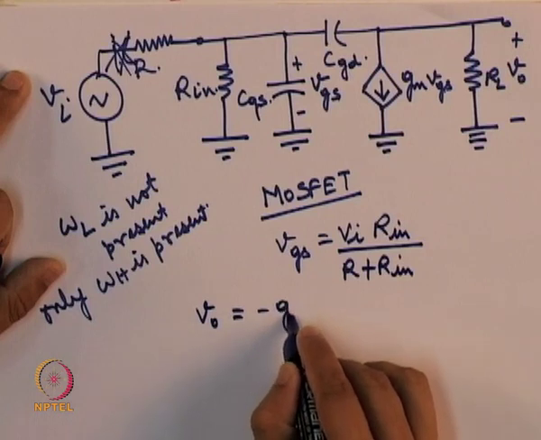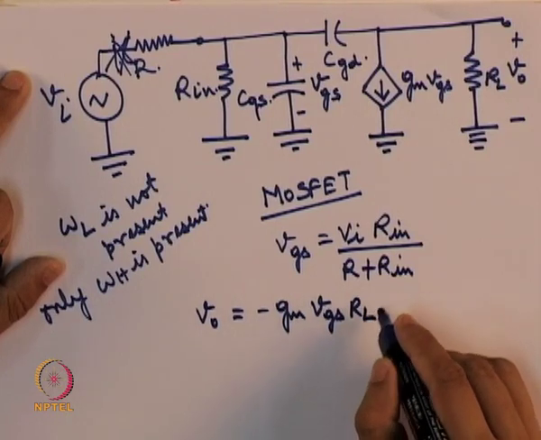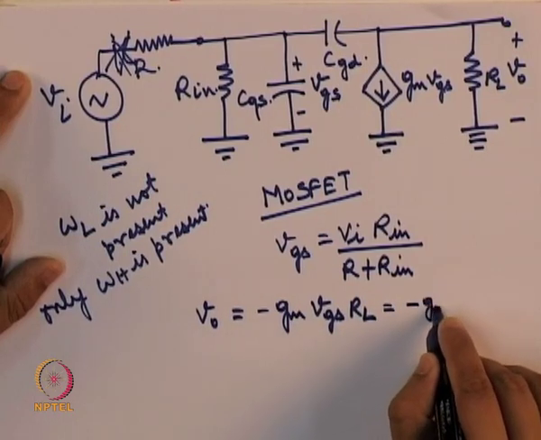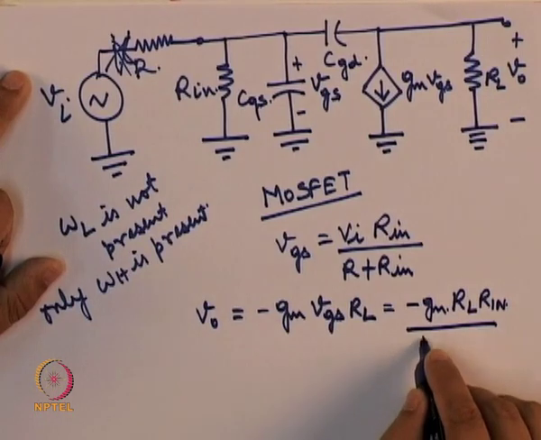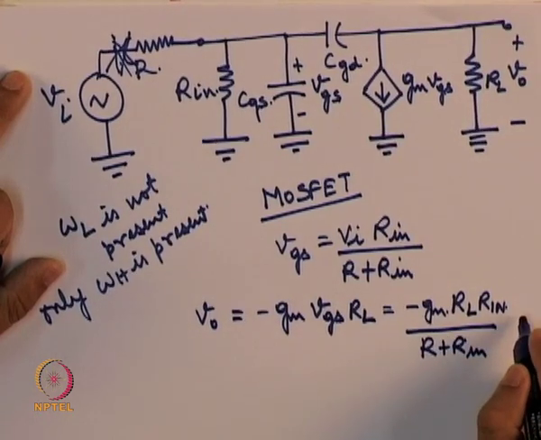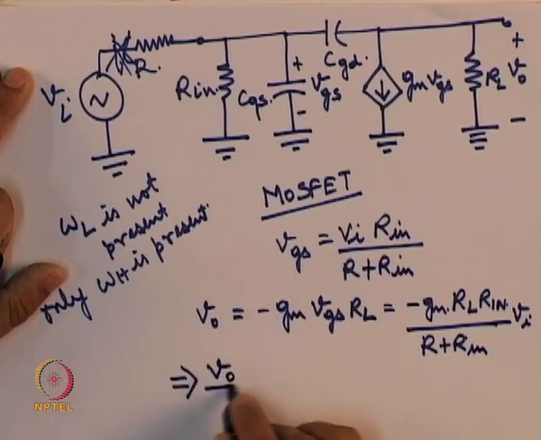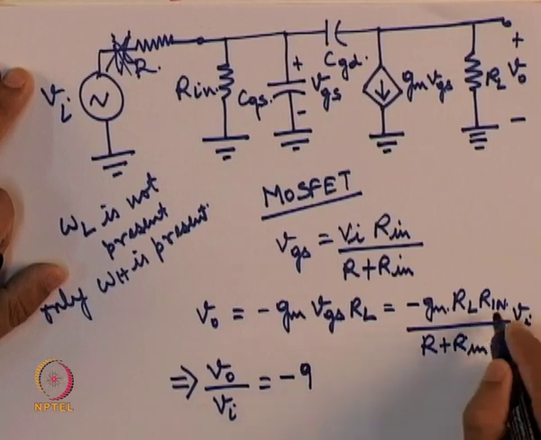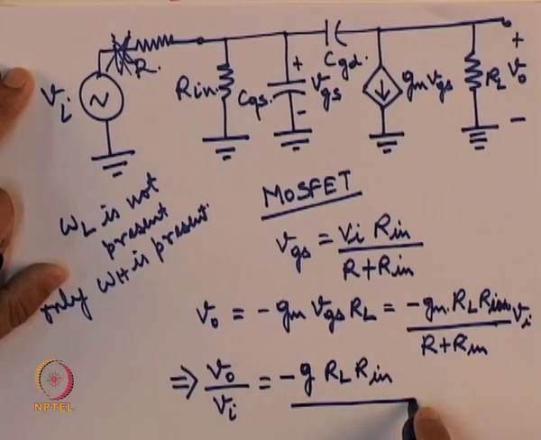VO is given by minus GM VGS RL, which is equal to minus GM RL R in upon (R plus R in) times VI, from which VO upon VI is equal to minus GM RL R in upon (R plus R in). Okay, so this is the DC gain or the midband gain.